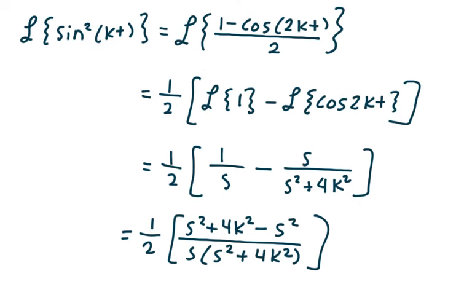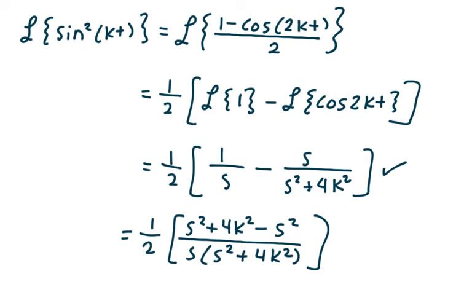So if you notice, the Laplace transform of sine squared of kt is equal to the Laplace transform of 1 minus cosine of 2kt divided by 2. So this is 1/2 the quantity, and in that quantity, we're taking the Laplace transform of 1 and subtracting the Laplace transform of cosine of 2kt. So this is 1/2 the quantity of 1 over s minus s over s squared plus 4k squared, right here.